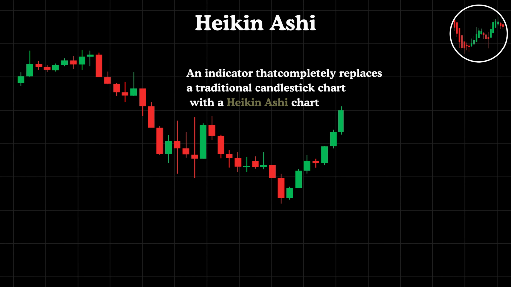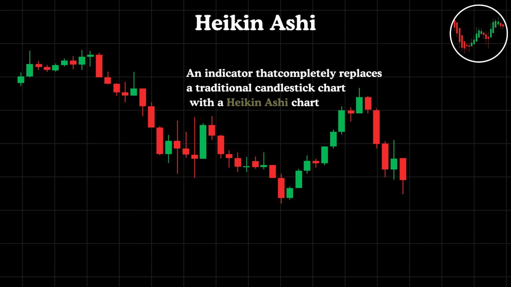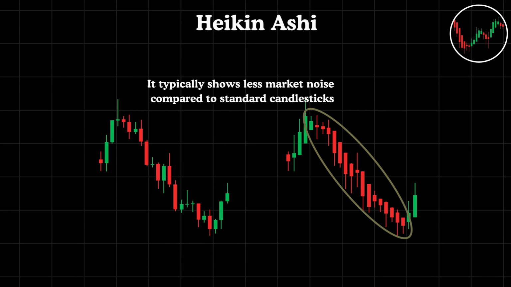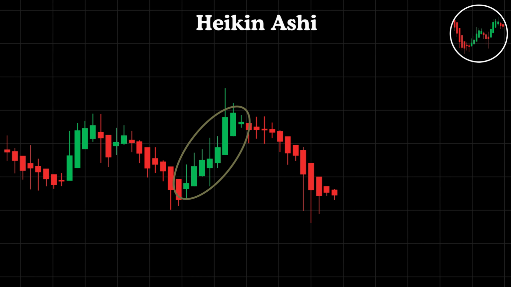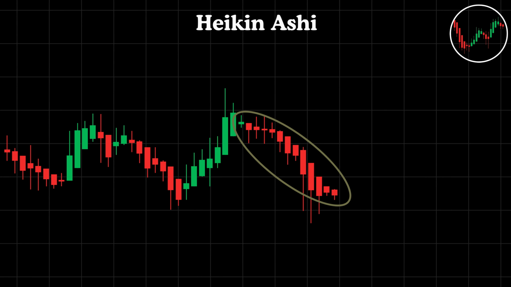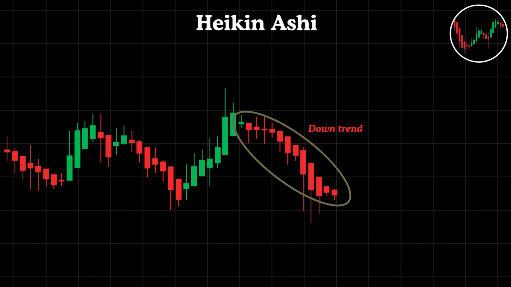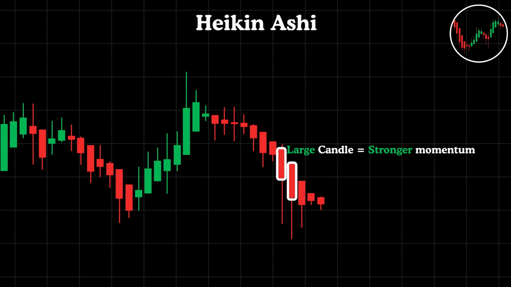Heikin-Ashi is an indicator that completely replaces a traditional candlestick chart with a Heikin-Ashi chart. When applied, it typically shows less market noise compared to standard candlesticks. A green Heikin-Ashi candle indicates that price is trending upward, while a red Heikin-Ashi candle signals a downward trend. The body size of each candle reflects the strength of the trend. The larger the candle, the stronger the momentum.